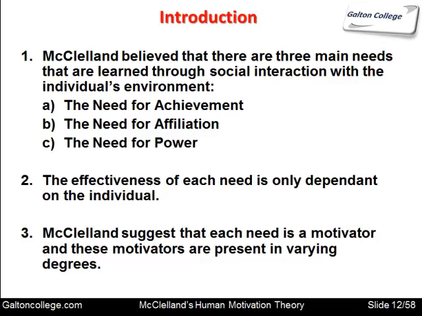McClelland suggested that each need is a motivator, and that these motivators are present in varying degrees. So we've all got the three needs, according to McClelland. We've all got the need for achievement, the need for affiliation, the need for power. It's just that some have different ratings to the needs. In other words, the need for power may be more dominant in some people than the other needs. The need for achievement may be very strong in yet other people, and so on.